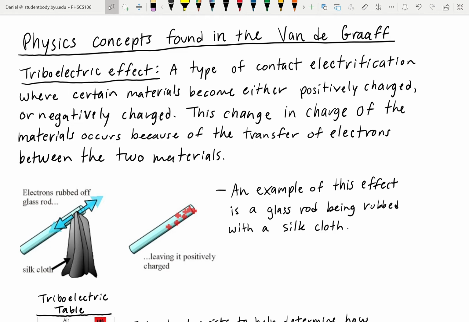So we see here to the left, we have a glass rod which normally has a net positive charge, and a silk cloth which normally has a net negative charge. So when rubbed together, electrons will be rubbed off the glass rod and passed to the silk cloth, leaving a net positive charge.